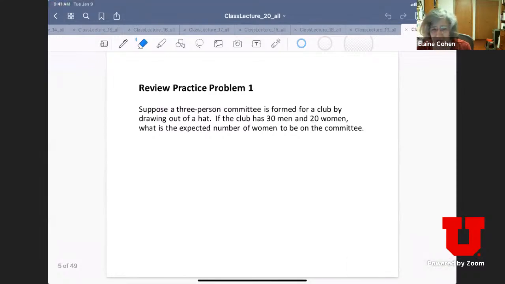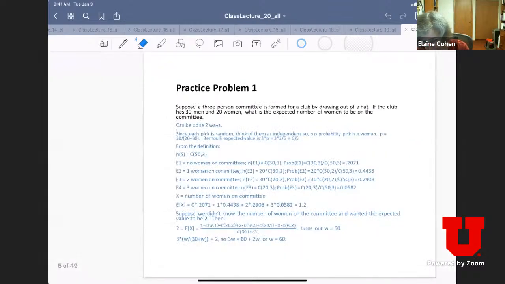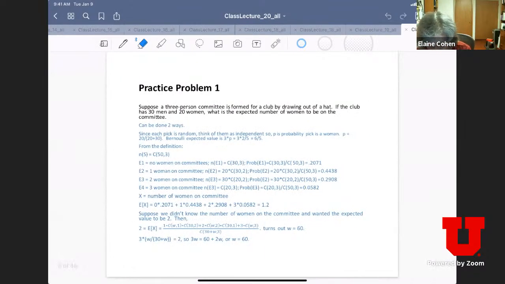Okay. So let's go over, last time we had this practice problem that had a 3-person committee. And the club had 30 men and 20 women, and asked what's the expected number of women to be on the committee. Now, I have a couple of different ways of looking at this here. The first way is what we went over the other day, where we just evaluated the expected value.